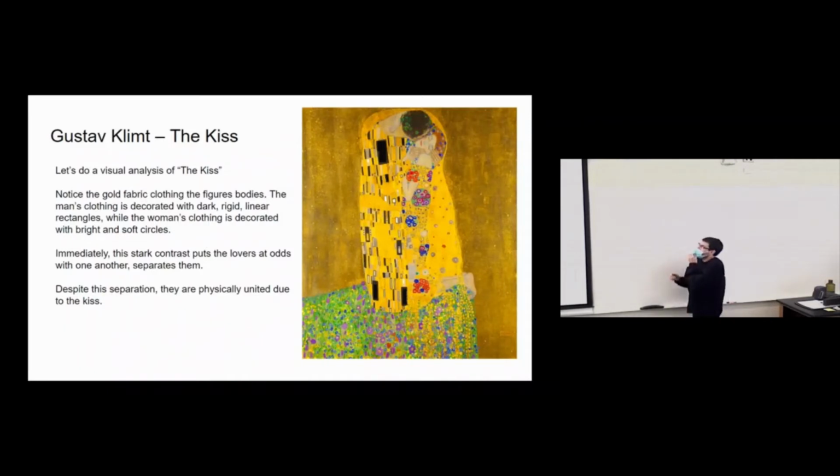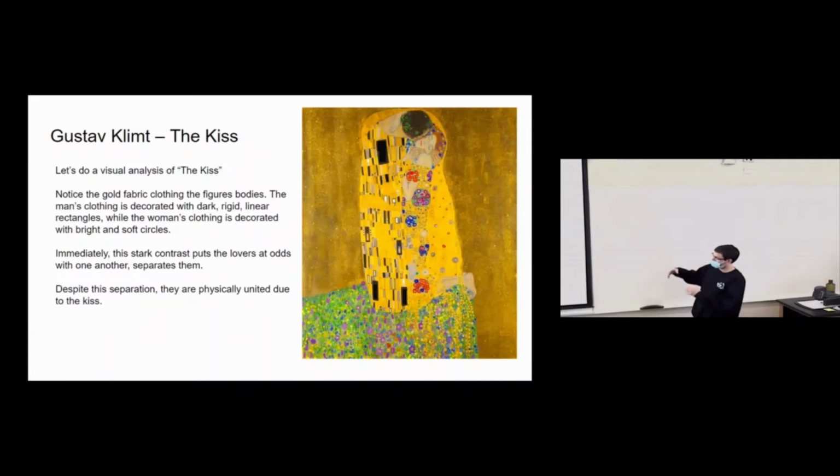Yet, contrasting to that, the clothing is the absolute opposite of hyper-realism, right? The clothing is very stylized. It isn't even possible really to wear clothing with such sharp shapes like that. It's not physically possible. So we have this gold fabric clothing the bodies.